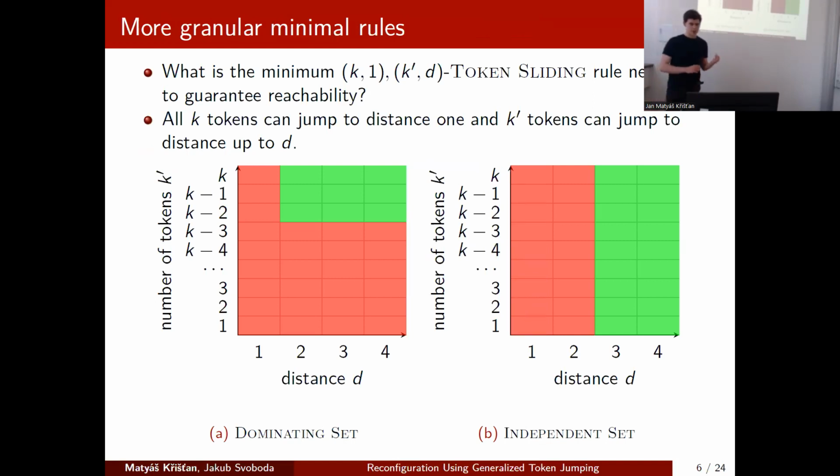In case of dominating set and independent set, we can look at a more detailed rule. So we will have these 2 parameters, k prime and d, and we will always allow all tokens to move at once, and we will see what else we need additionally. So this table shows that to guarantee that dominating sets can be reconfigured, we also have to allow at least k minus 2 tokens to move to distance 2, and for independent set, we need to allow at least 1 token to move to distance at least 3.